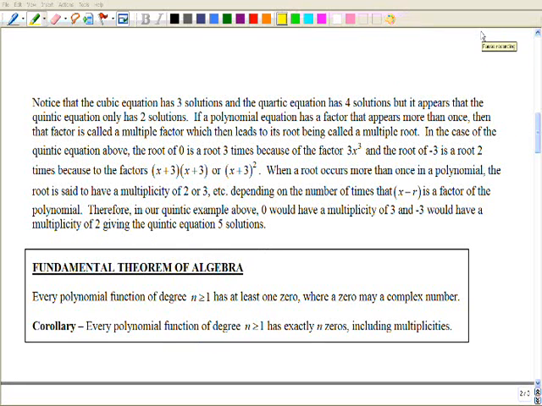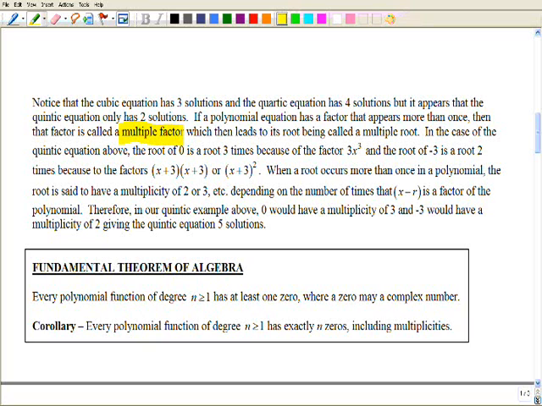So just kind of a recap on what we just said. Notice that the cubic equation has 3 solutions and the quartic equation has 4 solutions, but it appears that the quintic equation only has 2 solutions. If a polynomial equation has a factor that appears more than once, then that factor is called a multiple factor, which then leads to its root being called a multiple root.